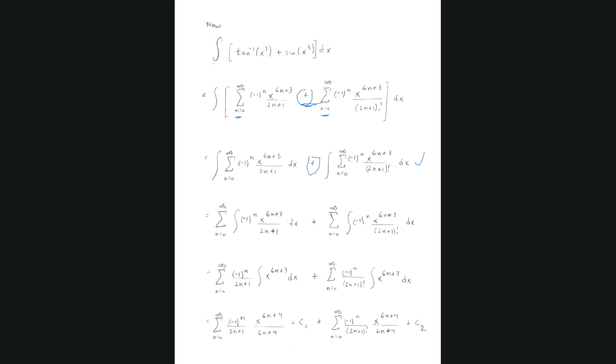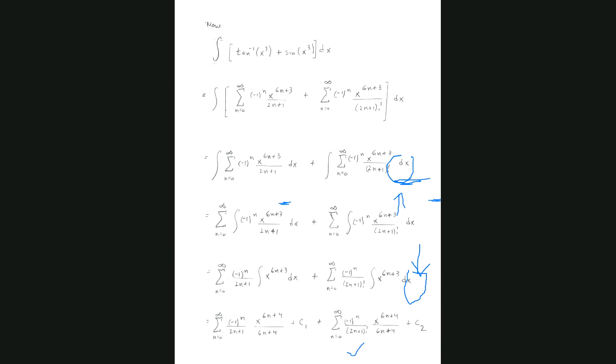So the integral of the sum is the sum of the two integrals. The integral of a sum is the sum of the integrals. So I utilize that to get us down to this step here. So let's make sure everybody's comfortable. Are there any questions?